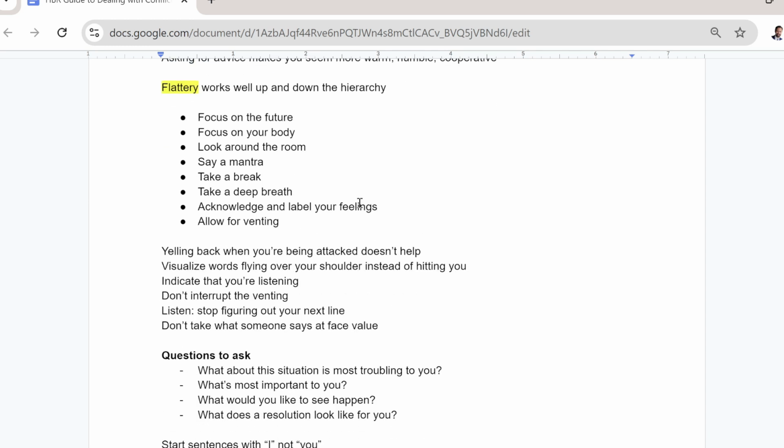Flattery is an underrated skill, and it works well up and down the hierarchy. Now, there's a Stanford professor who talks extensively about power, Jeffrey Pfeffer, and how flattery is one of the most powerful tools to gain power.